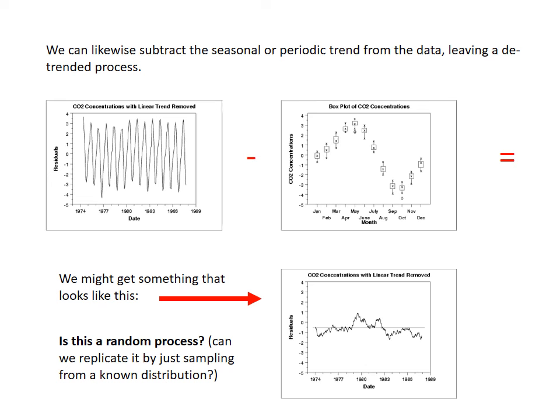So it looks kind of like white noise, except there appears to be maybe some memory left in the system, right? Where if things are below the line, they're below the line for a while. If they're above the line, they're above the line for a while. So the question is, is this a totally random process? Is this white noise? Can we replicate it just by sampling from a known distribution? And still the answer is no.